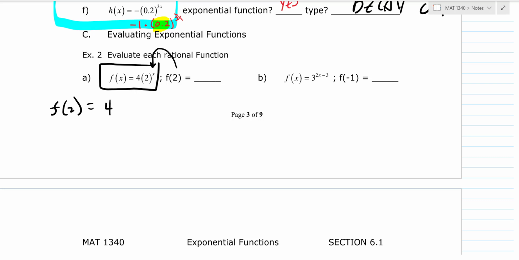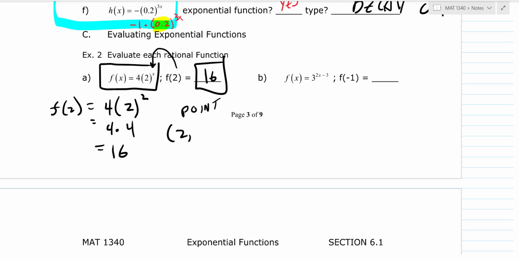So you're going to have 4 times 2 to the second, and then we need to work out that arithmetic. And don't do all these on your calculator because you want to follow order of operations. You do exponents before you multiply. So 2 to the second is 4. That would be 16. Okay, so that would be your answer to that problem right there. That's what f of 2 is. That just means you have the point on the graph (2, 16).